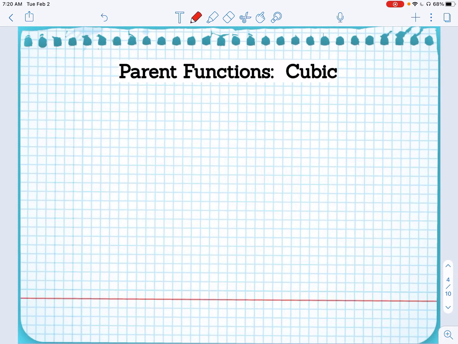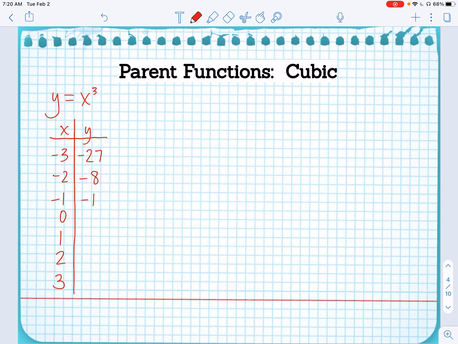The next parent function is a cubic function. So y equals x cubed. So if we use those same domain or input values, we would get a range of -3 cubed is -27, -8, -1, 0, 1, 8, and 27.